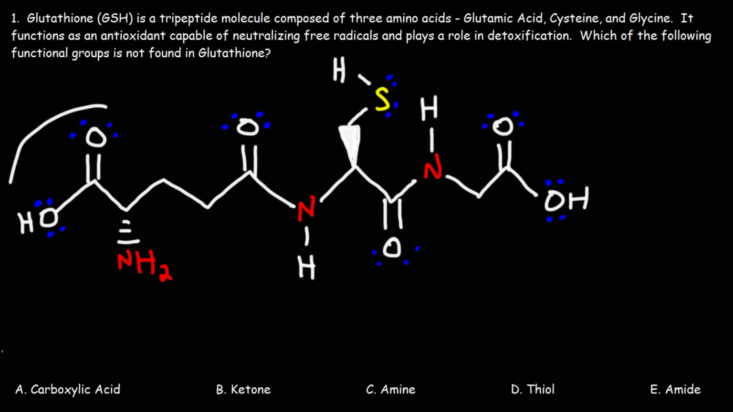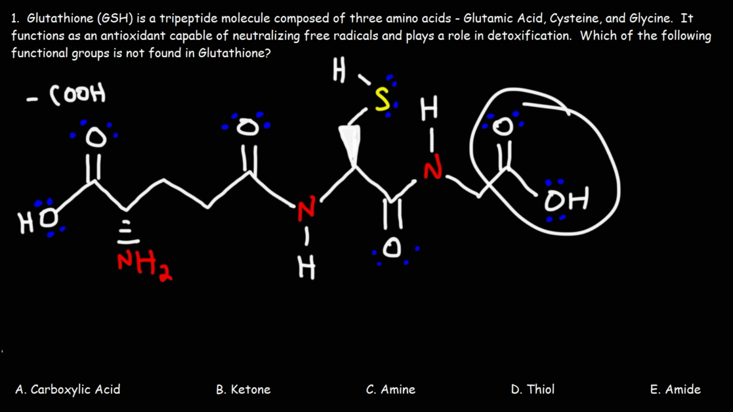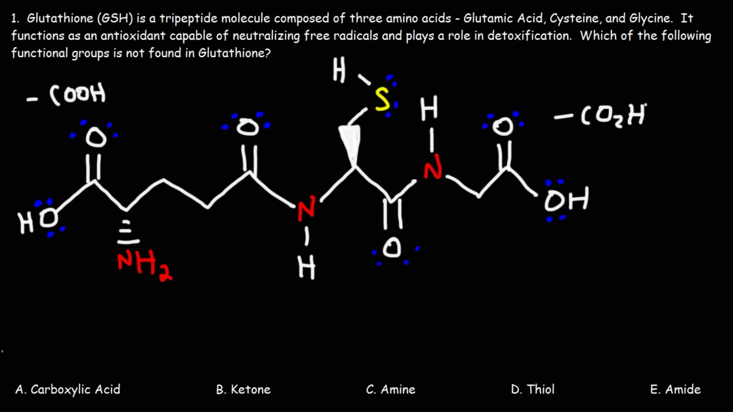So here, this right here is known as a carboxylic acid. It's abbreviated COOH. This group here is also a carboxylic acid. It can also be represented as CO2H. So we could eliminate answer choice A. This here is an amine, so we can cross out answer choice C.